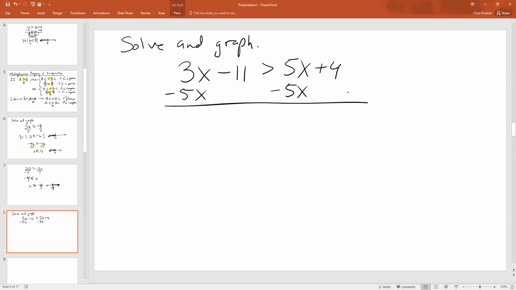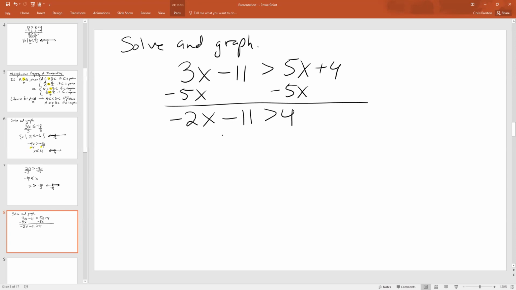So I'm going to get rid of this 5x on the right-hand side, which means I need to subtract 5x to get rid of the whole term. 3 minus 5 is negative 2x minus 11 is greater than 4. Right? The 5x minus 5x, those go away. All right, now I'm solving for x.